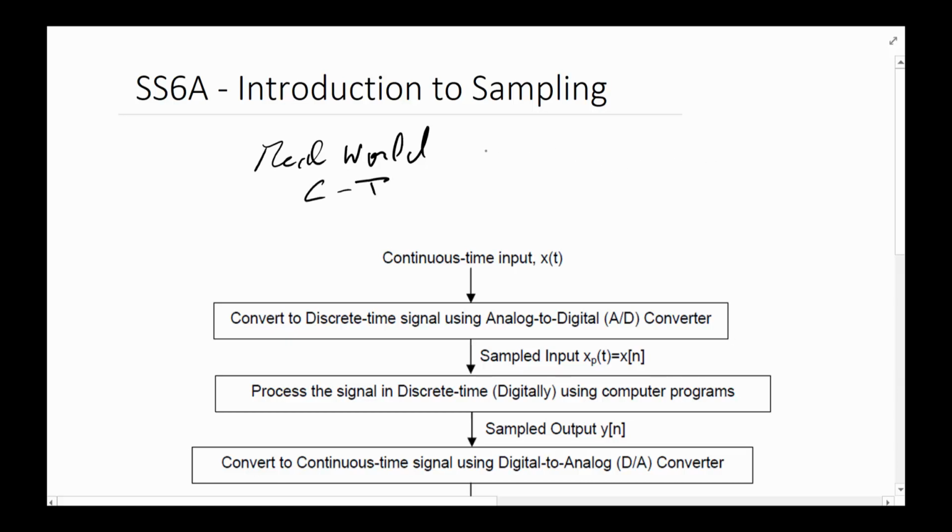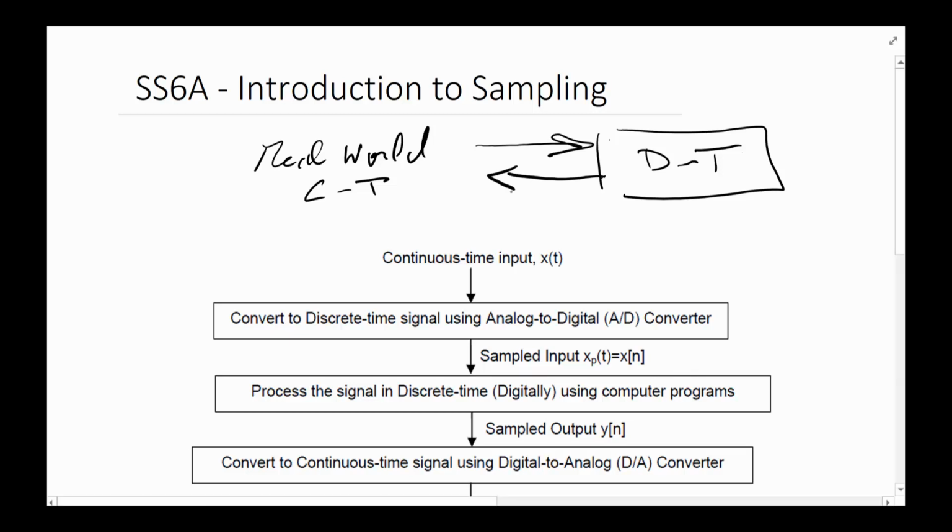The reason we convert this to discrete data or discrete time is simply because it's easier in discrete time for us to save the data, work on it in a computer program, and then when we need to put it back out, we reconvert it to continuous time. The process that goes from continuous time to discrete is called analog to digital conversion, and the other way is of course called digital to analog conversion.